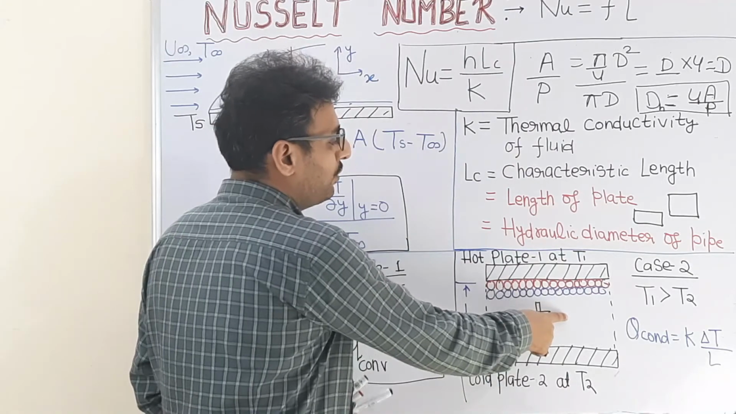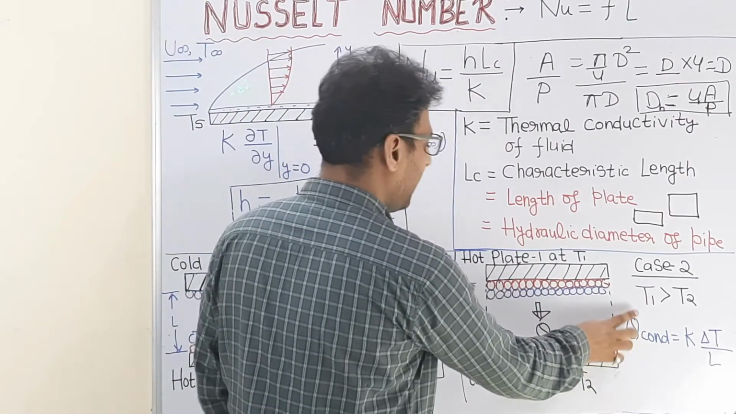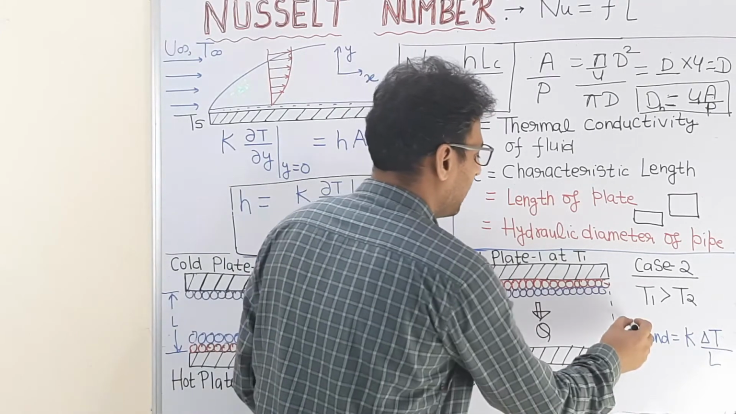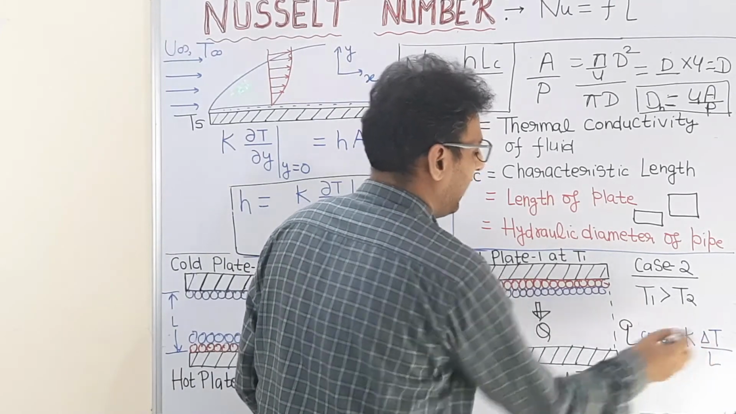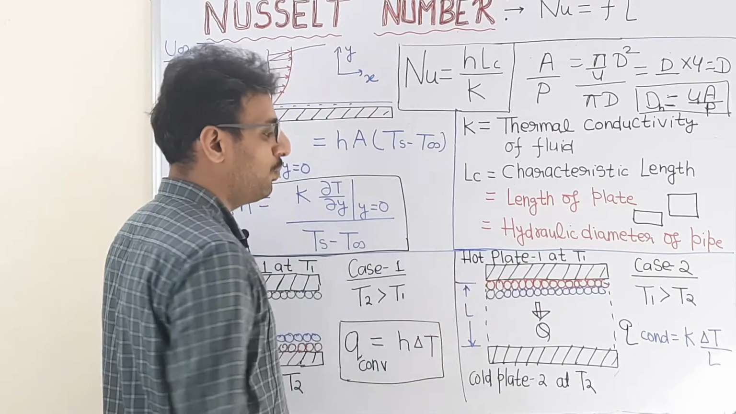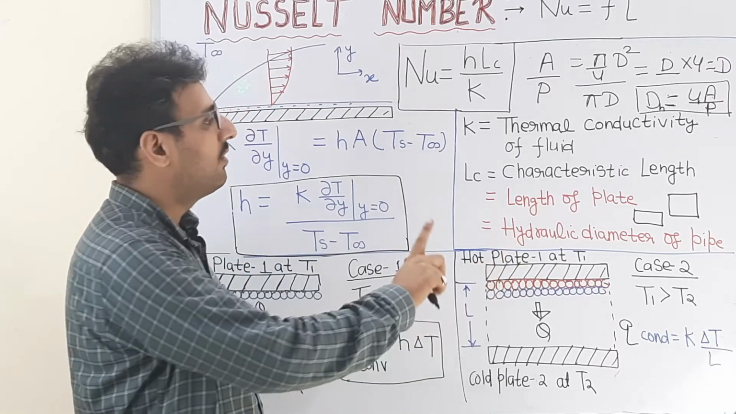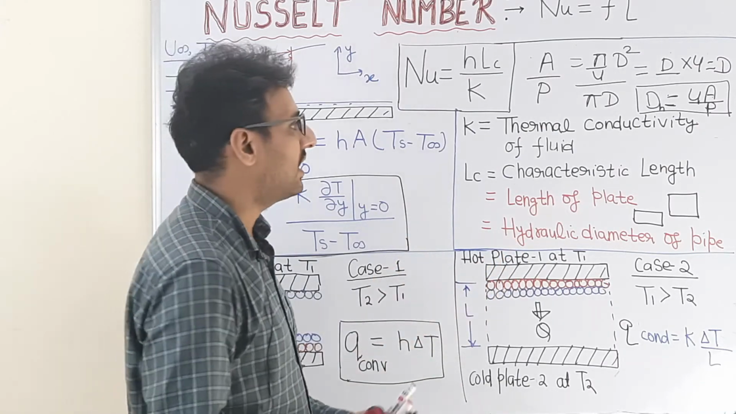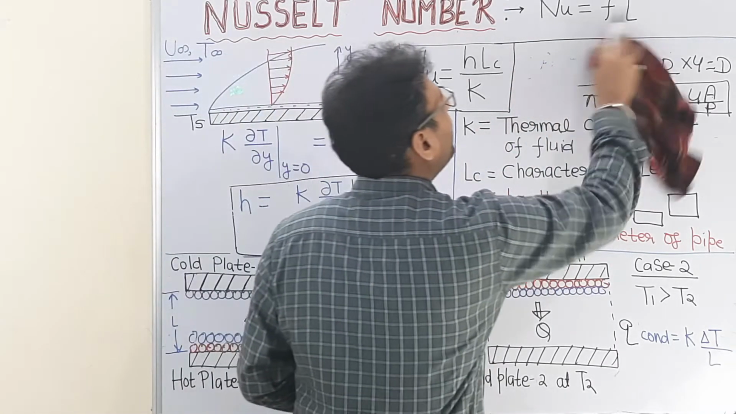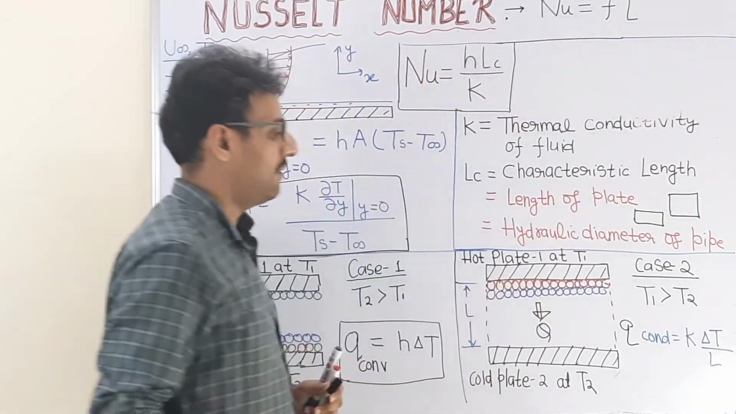In case number 2, the heat transfer rate or the heat flux is basically given as k delta T by L, because L is the distance between the two plates, and we know that in the case of conduction we apply Fourier's law of conduction. Now we are going to consider the significance of the Nusselt number.